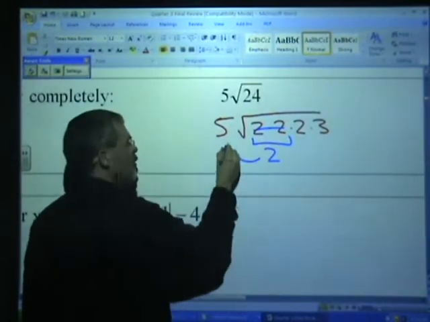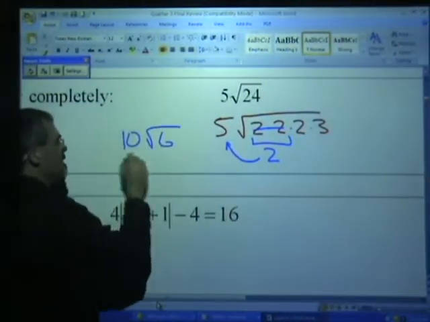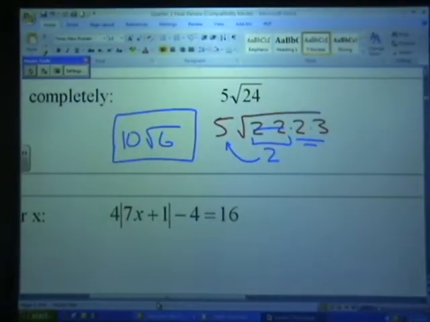Ready? Now, when I take this 2 out, what do I do with the 5? Yeah, I'm going to multiply 2 times 5. Ready? So that's 10 on the outside and 6 on the inside. Okay? See how 6 is still on the inside? Write it down.